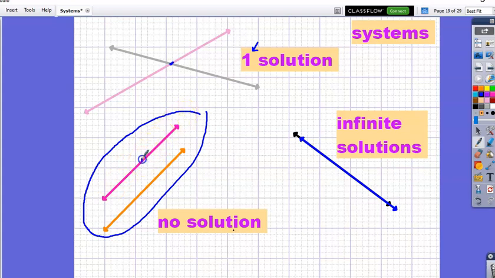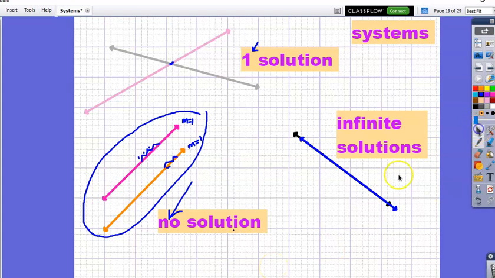It looks like if I were to count up and over, up one, right one, up one, right one, up one, right one, this has a slope of 1. Same thing here. If I go up one, right one, up one, it keeps doing the same thing. It also has a slope of 1. So when two lines have the same slope, they cannot intersect. That means there is no solution.